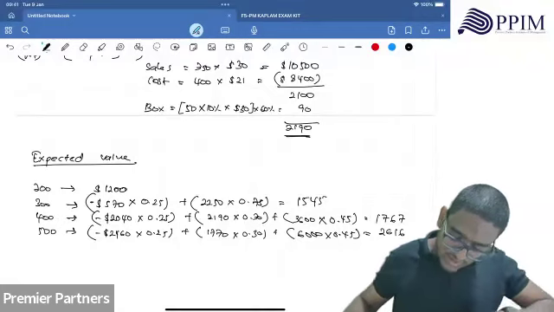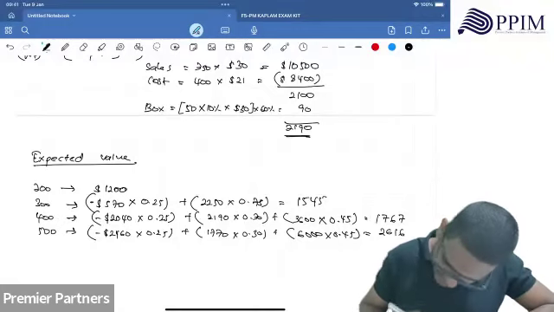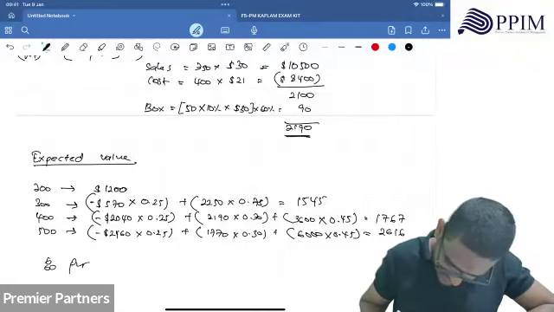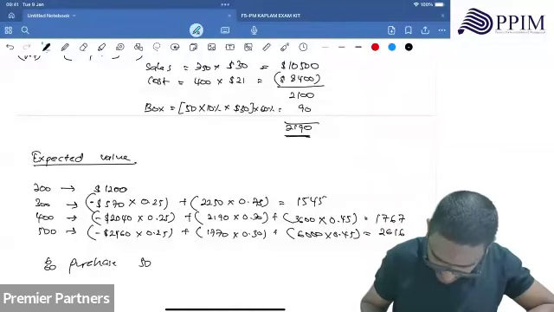So based on this, your highest expected value is at 500. Therefore, purchase 500 tickets.